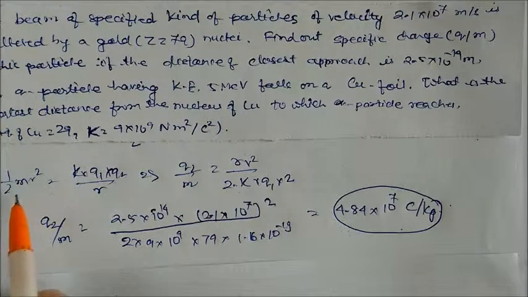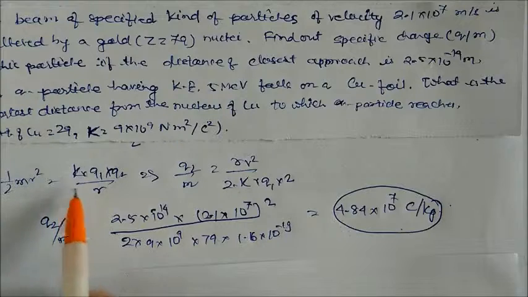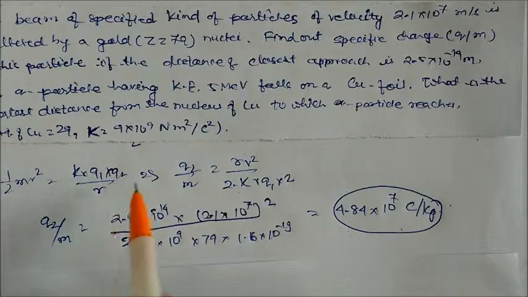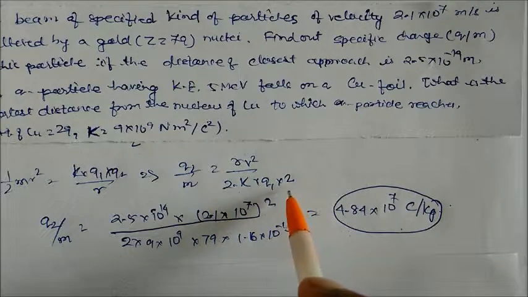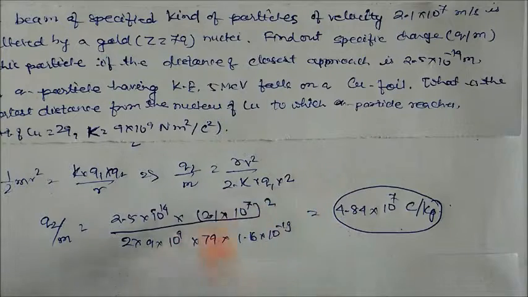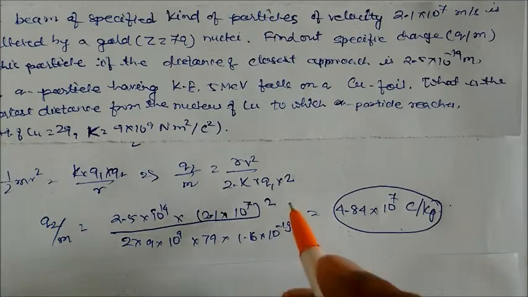This is the formula of kinetic energy: half m v square equals k into q1 into q2 by r. We need to find out q2 by m. Then put the remaining values: r v square over 2 k into q1, so q2 by m equals r v square divided by 2 k q1.